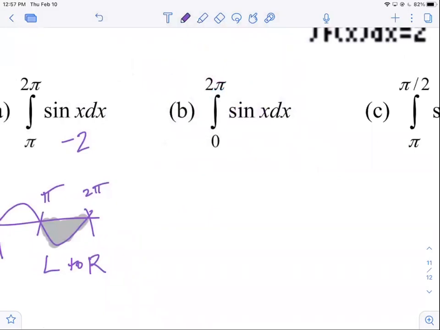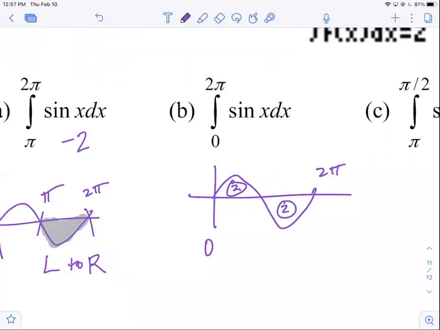Yeah, that'll stick. All right, what's the integral from 0 to 2 pi? Well, there's sine. Here's 0. Here's 2 pi. Yeah, it's 0 because we're finding the definite integral. This area is 2. This area is 2. But from left to right, it's 2 minus 2, which is 0. There it is. We use areas to find integrals in this case.